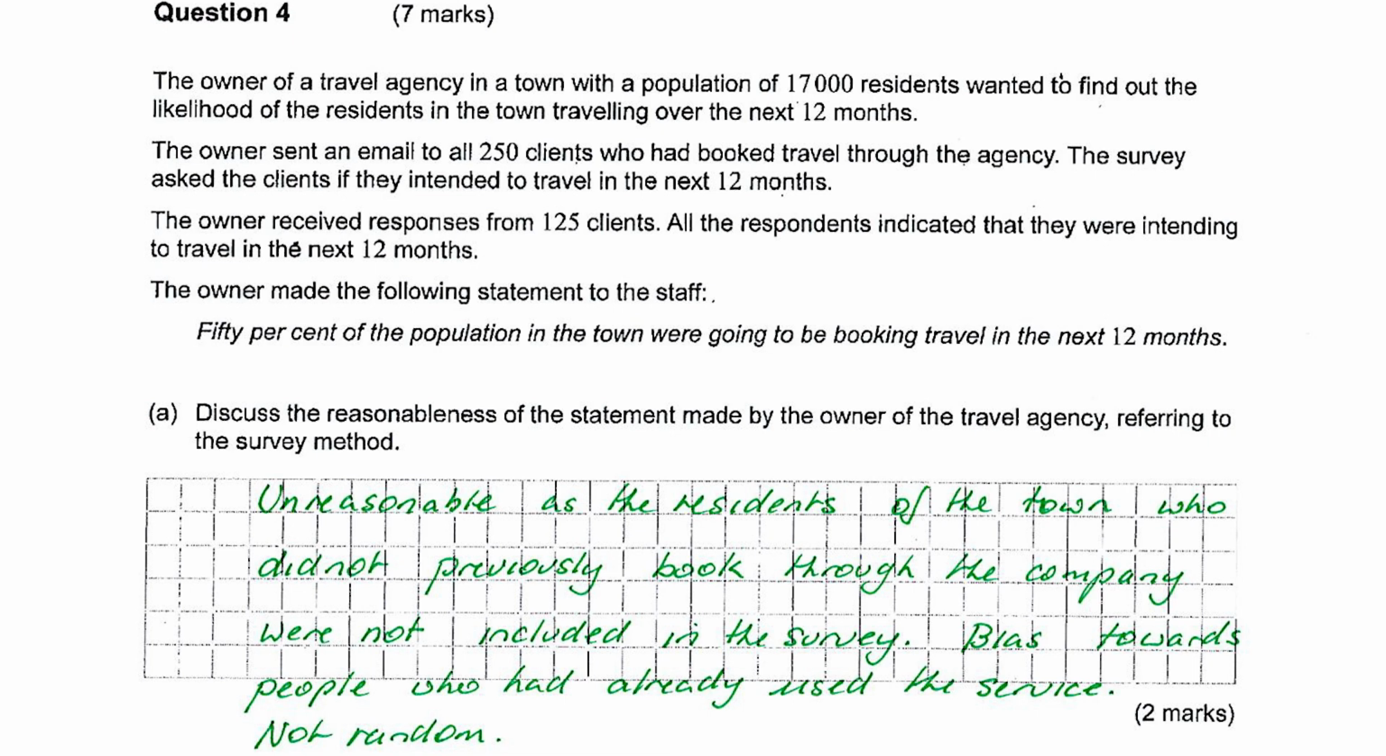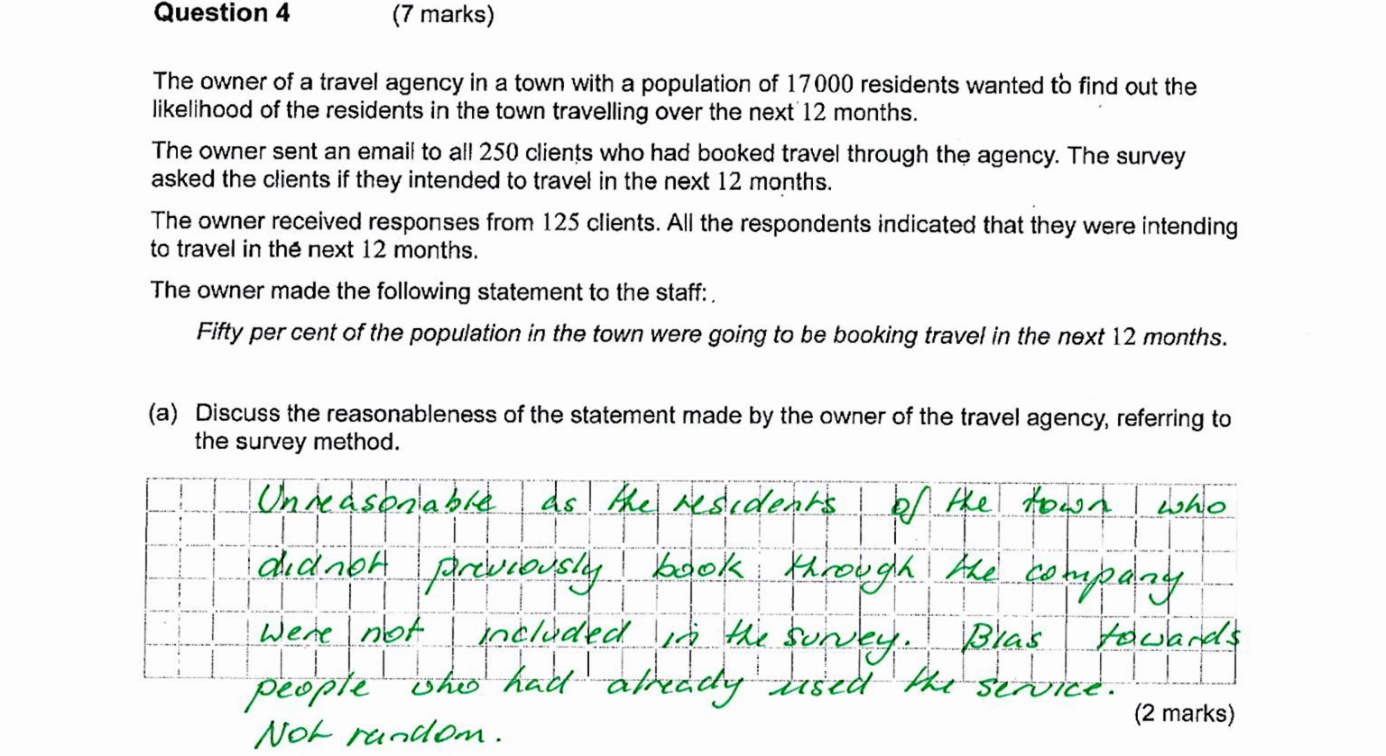So first off, discuss the reasonableness of the statement made by the owner of the travel agency referring to the survey method. So important that it needed to refer to the method and not the sample size. Some suggested answers that we had were: only surveyed those who booked travel, only received responses from half those surveyed, and convey that this is biased. So in some way, if they could do that reasonably and clearly, then the marks were awarded.